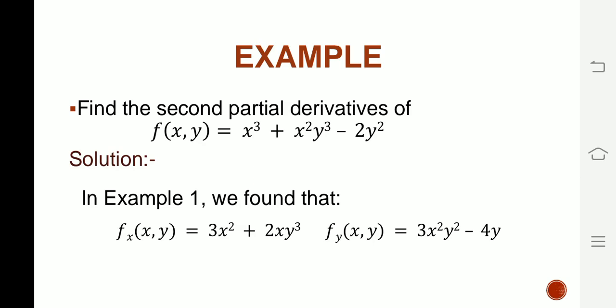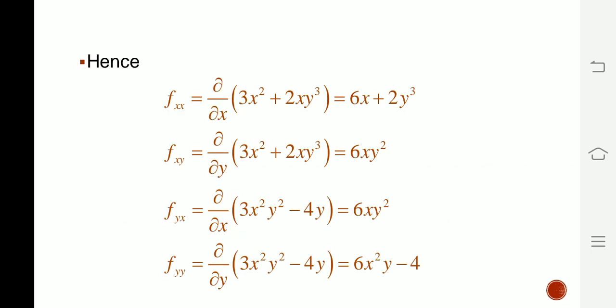See the example. Find the second partial derivatives of f(x, y) is equal to x cube plus x square y cube minus 2y square. In example number 1, we found that fx is equal to 3x square plus 2xy cube, fy is equal to 3x square y square minus 4y. Take the derivative of fx with respect to x, that is treating y as a constant and taking the derivative with respect to x. We get the solution 6x plus 2y cube.